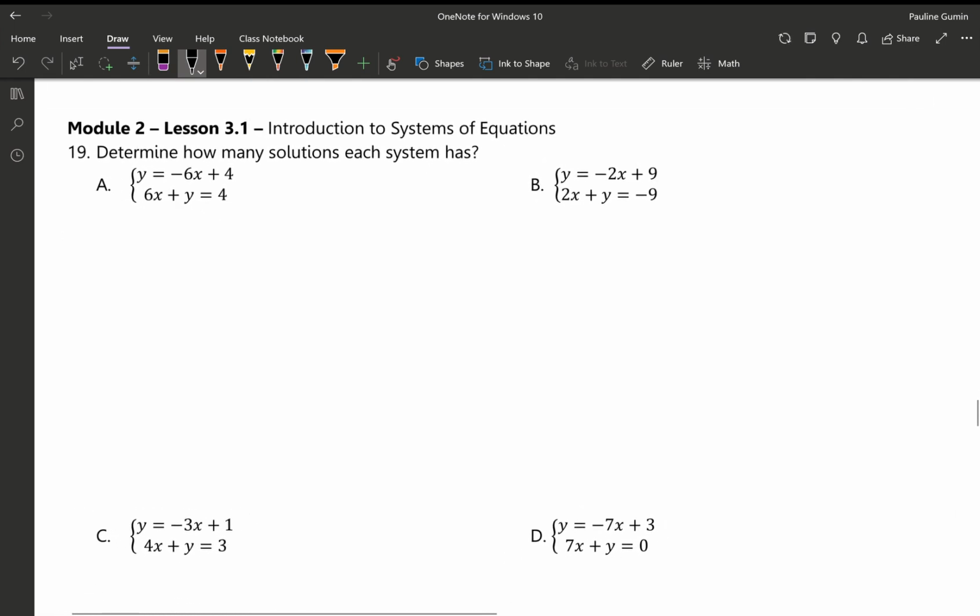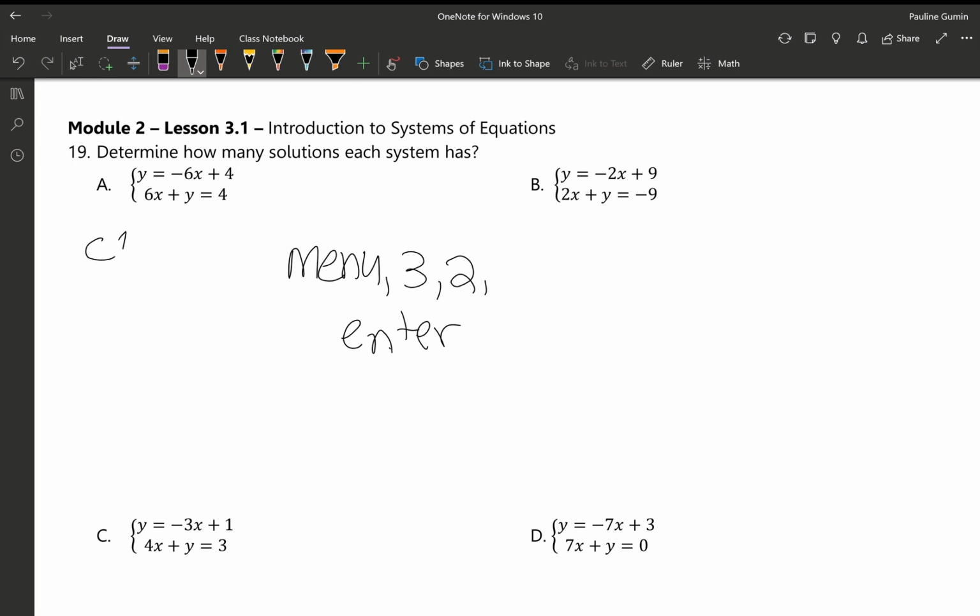Number 19, let's determine how many solutions each system has. The way I did all 4 of these problems is I went into my calculator. I clicked menu, then I clicked the 3, the 2, and then enter. I made sure that while I was entering my equations, I was clicking the X and Y on the bottom of my calculator that are white, and using the little equal sign that's underneath the yellow control button. Number 19 gave me a funky answer with letters like C1 or C2. Well, that means for us that we have infinite solutions.